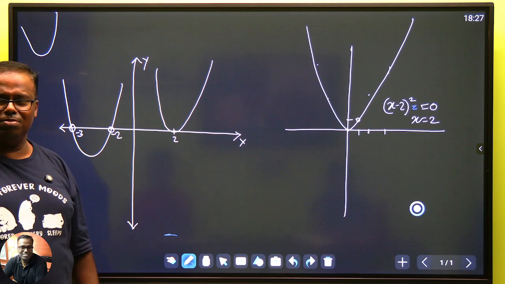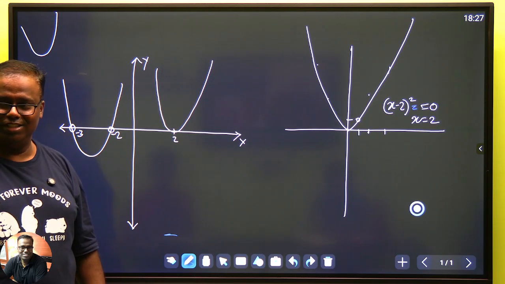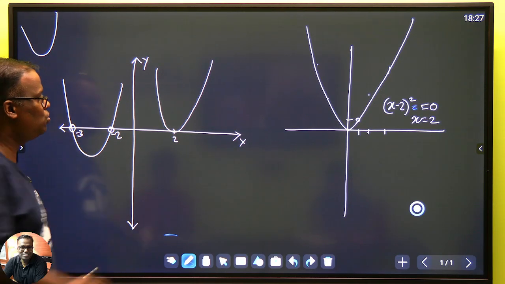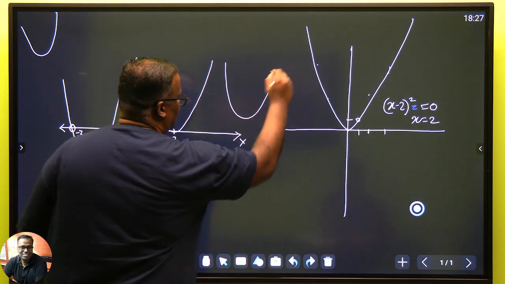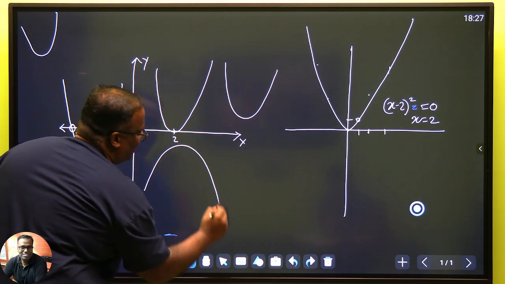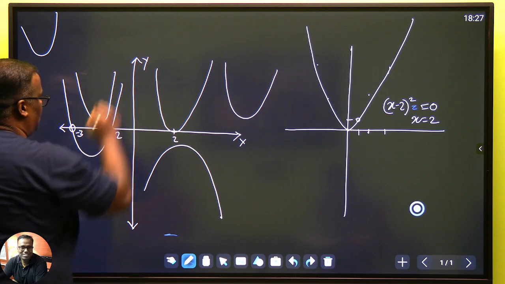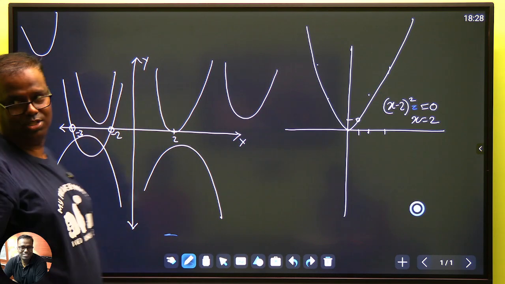And then we got some cases where there was no solution. That can happen too. No solution graphs will look like this. They will never touch the x-axis, can never touch it. These are all no solutions.